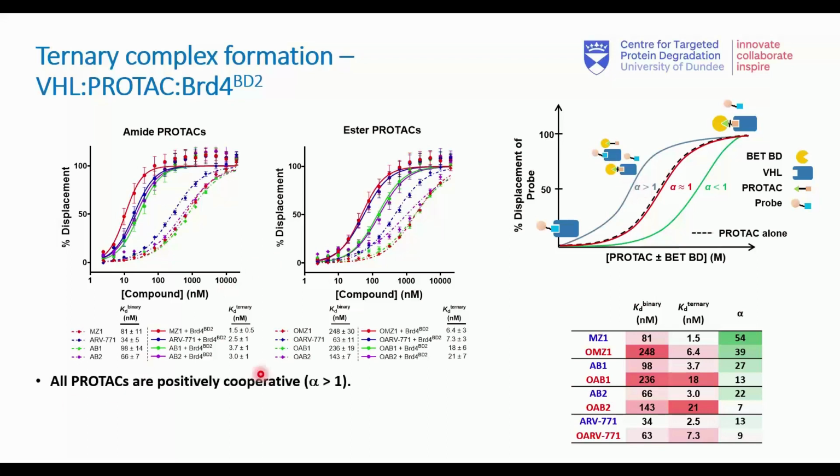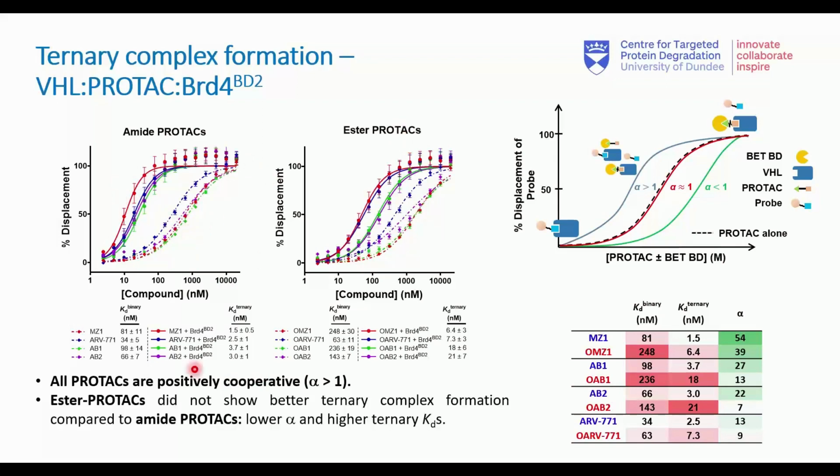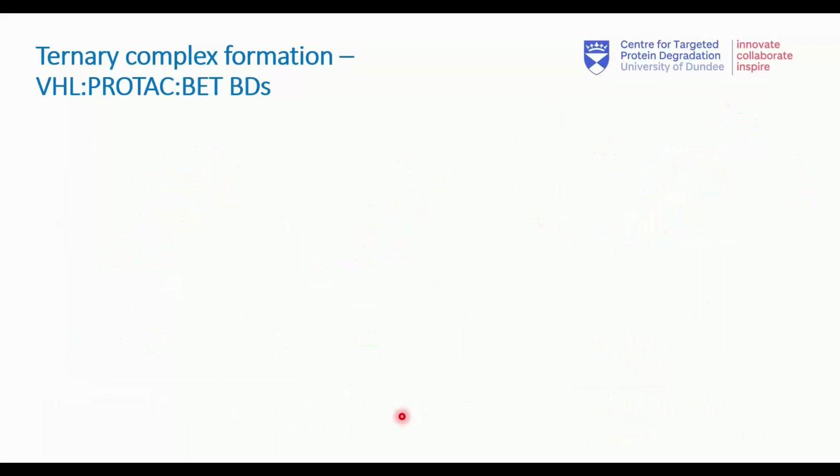which binds to VHL. You can see that all these compounds are positively cooperative when compared to the binary interaction, and the ester PROTACs didn't show any better ternary complex formation, which is a key note to take from this: the esters were all worse at binding to BRD4BD2. So this is basically highlighting that the improvements in degradation must be due to permeability.